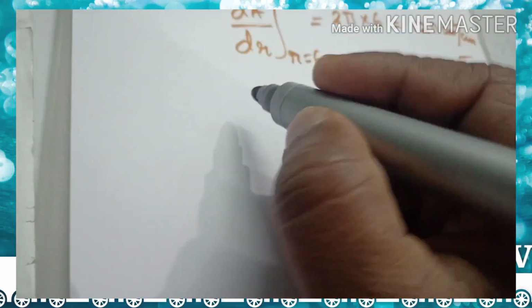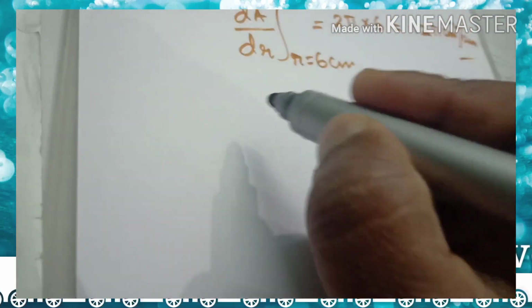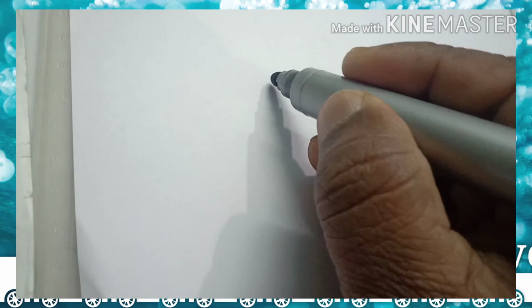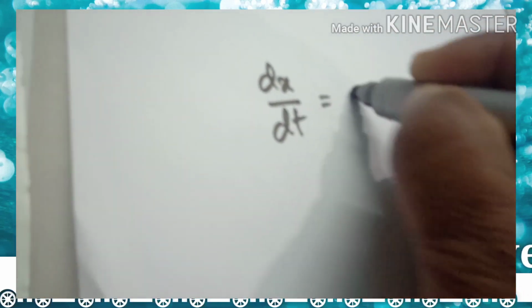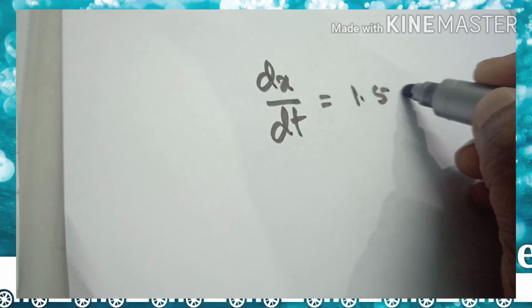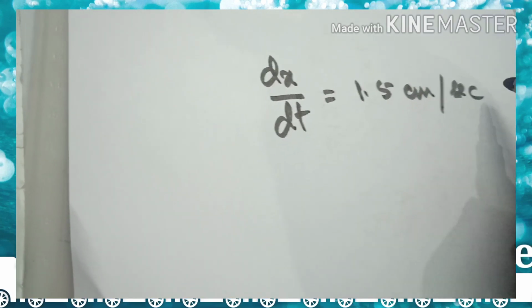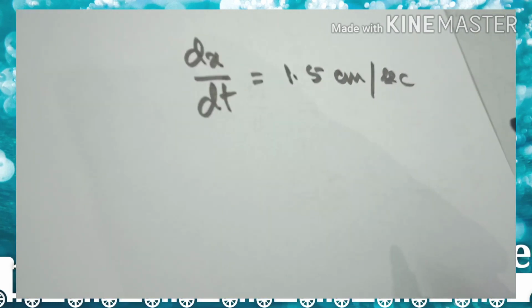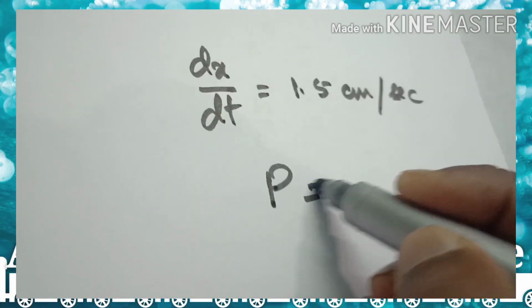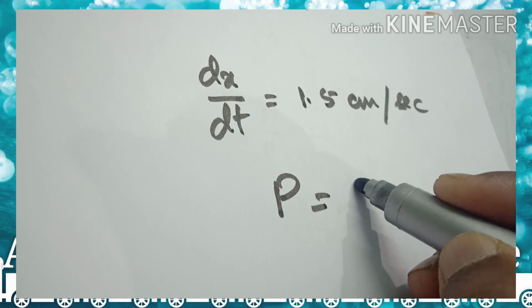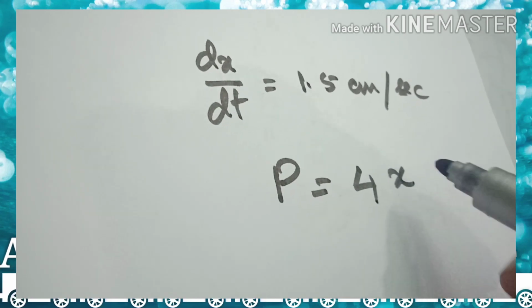What is given in the question is the rate of change of the side. So let the side be x, then dx by dt is given equal to 1.5 centimeter per second. We have to find out the rate of change of perimeter. So we know perimeter of a square is given by 4 into side, 4x.